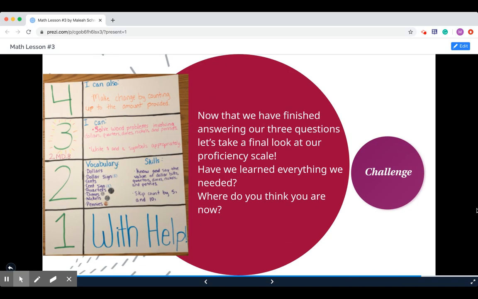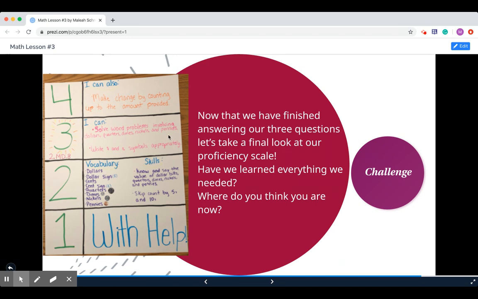So now that we have finished answering our 3 questions, let's take a final look at our proficiency scale. Have we learned everything we needed? I think we have, because remember, we have worked on solving word problems that have involved dollars, quarters, dimes, nickels, and pennies, and being able to tell if we need to add or subtract. We've also worked on writing the dollar sign and cent symbol appropriately. I also feel like we might have a really good idea of all of these. So I'm thinking we might be at a 3.